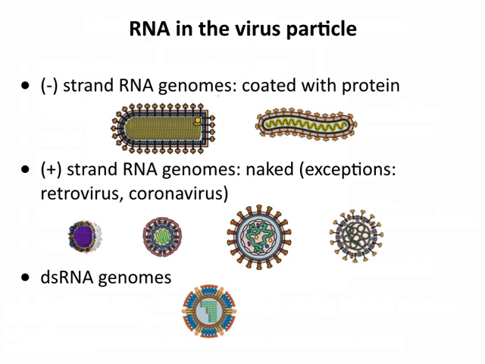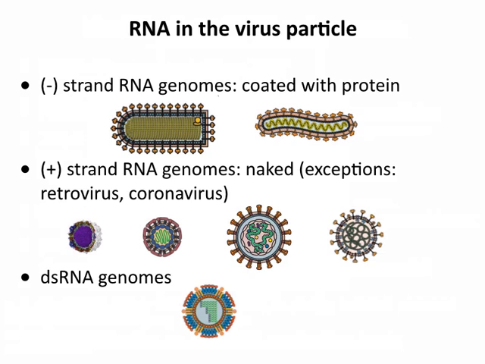Plus strand genomes are typically naked in the particle. They don't have proteins associated with them because you don't need to. The RNA gets in the cell and it's immediately translated. There's no need for any proteins, no polymerase or anything to be associated with it. There are two exceptions that you need to know, retroviruses and coronaviruses.